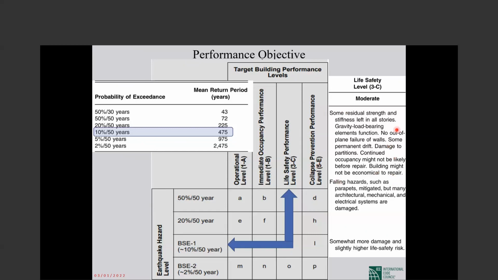These are what we see in the structural elements. For non-structural elements, falling hazards such as parapets are mitigated. We don't have this kind of falling because it's life safety, so when we say life safety, they shouldn't fall. But many architectural, mechanical, and electrical systems are damaged. We call this life safety. So most probably we can't repair the building. And if we compare with the new building code, life safety in the existing building code is somewhat more damage and a slightly higher life safety risk.